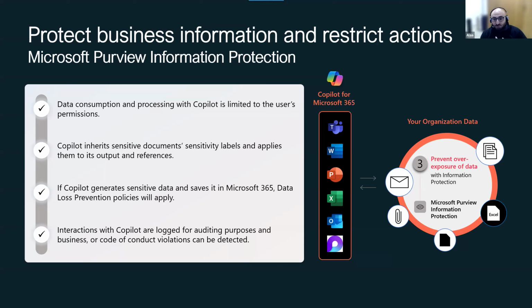So the existing data loss prevention policy kicks in. This will help to prevent unauthorized sharing or leakage of sensitive data. Additionally, all interactions with Copilot are logged for auditing purposes. This logging capability allows organizations to monitor the usage, detect any business or code of conduct violation, and ensure compliance with internal policies and regulations.